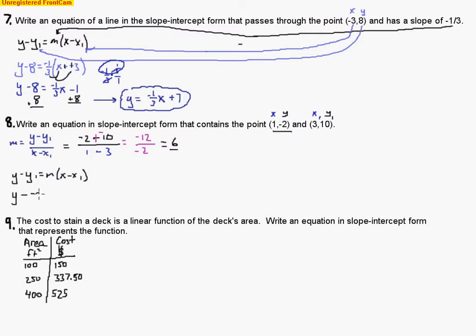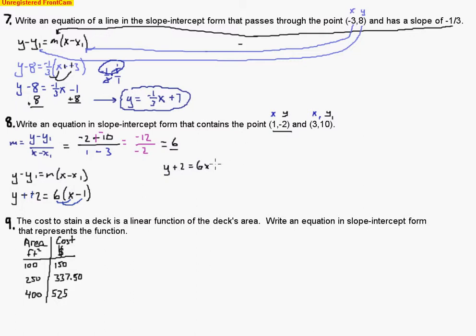y minus negative 2 equals the slope, which is 6, times x minus 1. So I can go ahead and use that distributive property. And also, anytime I see a minus negative, I like to make that a plus positive. So I'll multiply the 6 over that subtraction, and here's what's left. So go ahead and rewrite the problem over here. We've got y plus 2 equals 6x minus 6.